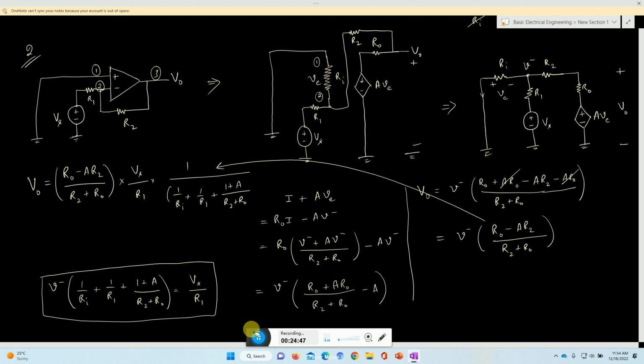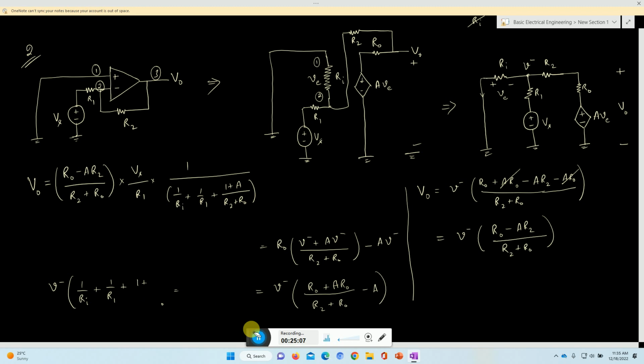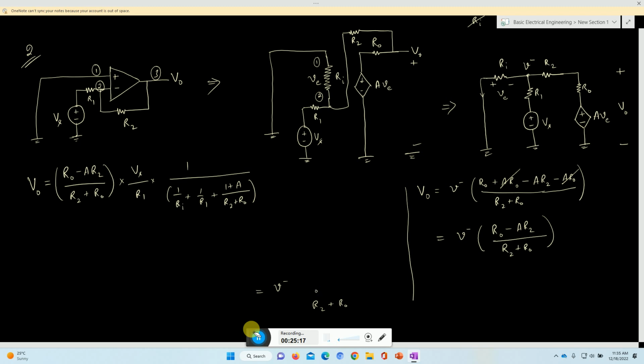So let us remove this part. We have done it correctly. This is the value of Vs by R1, 1 by Ri plus 1 by R1, 1 plus A by R2 plus R0. Okay, this is correct, right? Let us remove this part also. We are not multiplying anywhere, we are just trying to keep everything as it is. The reason is that we are trying to put a limit term here, like we are going to normalize it by dividing A above and below.